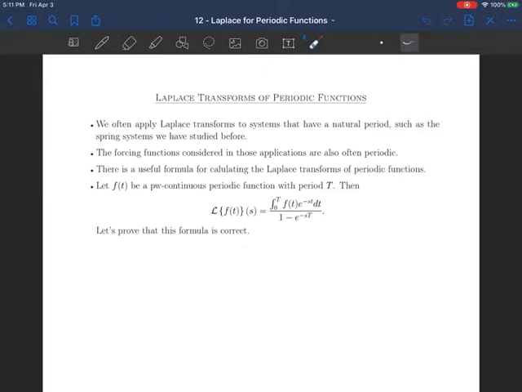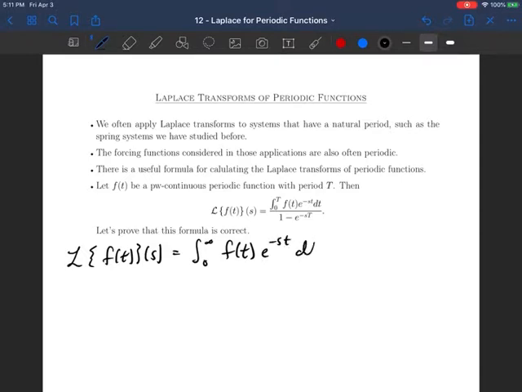All right, so we have this formula that the Laplace transform of f of t is going to be equal to the integral from 0 to capital T of f of t times e to the minus st dt, divided by 1 minus e to the minus s capital T. So let's go ahead and prove that this is in fact the correct formula by just calculating. So we start with the definition. We want to take the Laplace transform of f of t at s, and that will be equal to the integral from 0 to infinity of f of t e to the minus st dt.